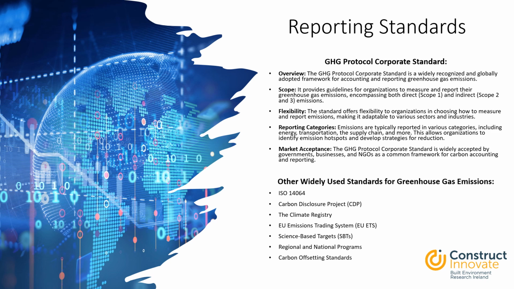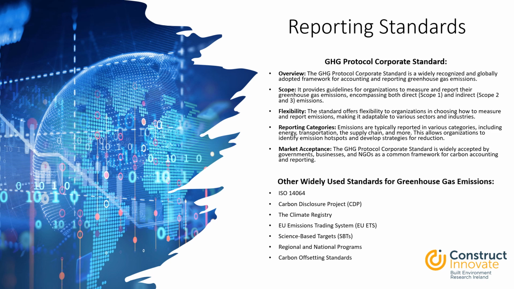The Greenhouse Gas Protocol Corporate Standard is a widely recognised and globally adopted framework for accounting and reporting greenhouse gas emissions. It was developed by the World Resources Institute and the World Business Council for Sustainable Development. It provides guidelines for organisations to measure and report greenhouse gas emissions, encompassing both direct, which is Scope 1, and indirect, which is Scope 2 and 3 emissions. These include emissions from operations, energy consumption, and supply chains.